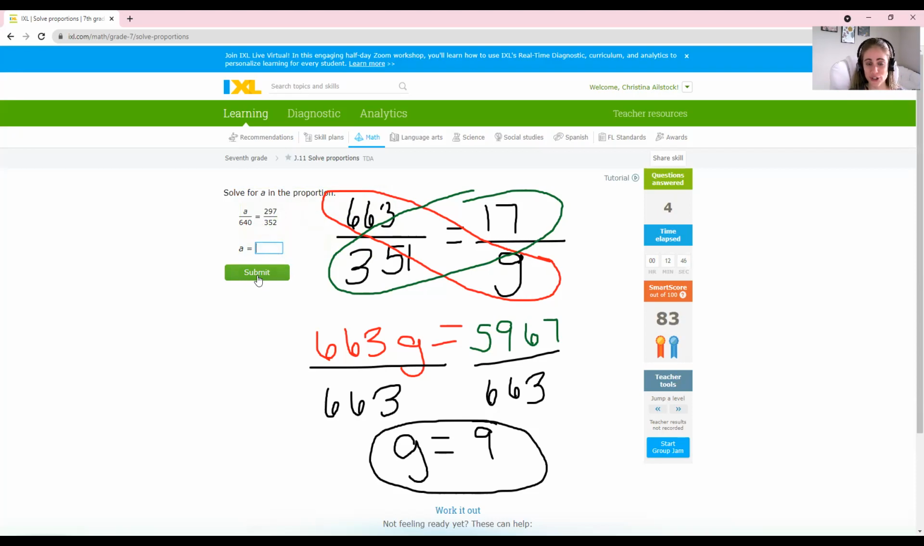So your turn to try it, guys. You got this. Remember your steps. Write the problem down. Do your cross multiplication, and then divide by that number with your variable, and that will give you your answer. All right.